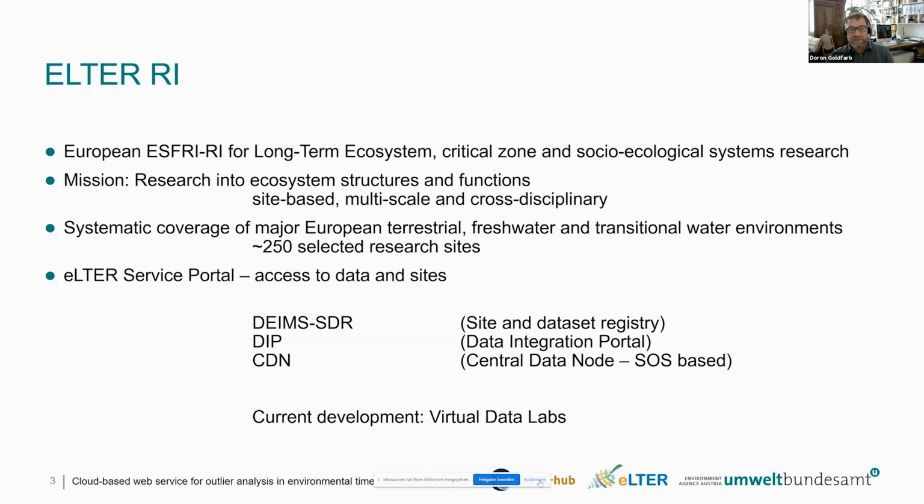One important part of the eLTER-RI is the so-called eLTER service portal, which is dedicated to providing access to data and site information. And there are a number of key platforms in this regard which should be mentioned. So first, we have DEIMS-SDR, the DEIMS Site and Dataset Registry, which mainly provides metadata about all the research sites that are available in the eLTER context, also beyond the eLTER-RI, so it currently features about 1,000 sites. Their location, extent, what kind of parameters are measured there.